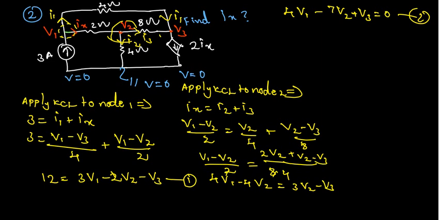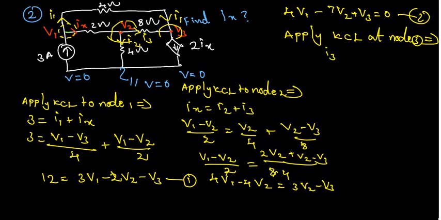So put the KCL at node 3. Applying KCL at node 3, it will give us incoming currents I3 plus I1 is equal to 2Ix, the outgoing current. This is a dependent current source. It has the value of 2Ix. So when we solve this, for I3, (V2 minus V3) by 8, plus for I1, (V1 minus V3) by 4, is equal to 2.